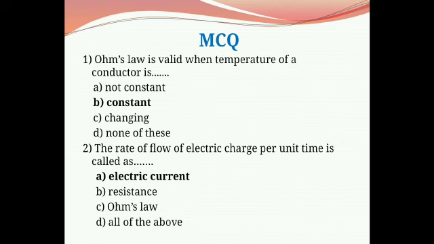Second question: the rate of flow of electric charge per unit time is called as. Options are electric current, resistance, Ohm's law, all of the above. As we know the definition of electric current, it is defined as I equals Q upon T. That means the rate of flow of electric charge per unit time is called electric current. Therefore, correct option is A, electric current.